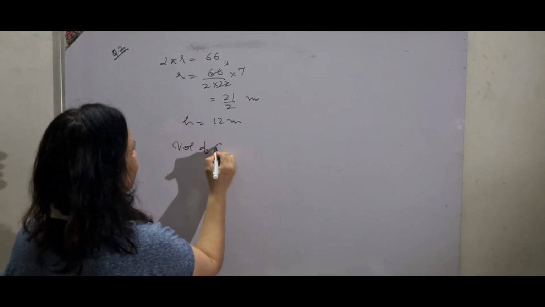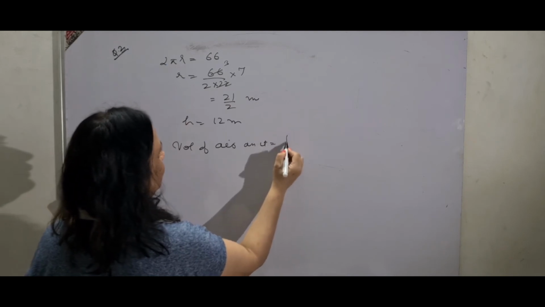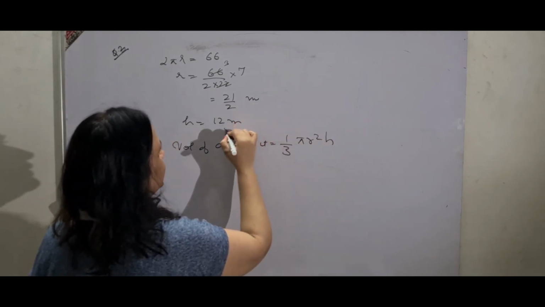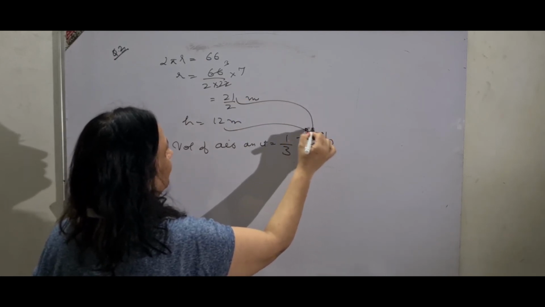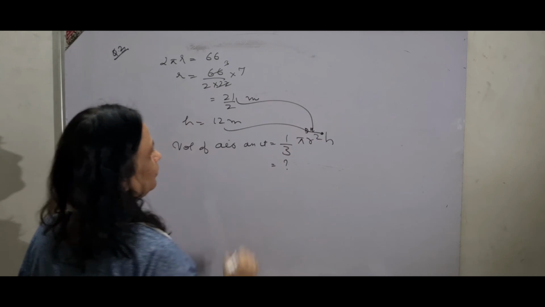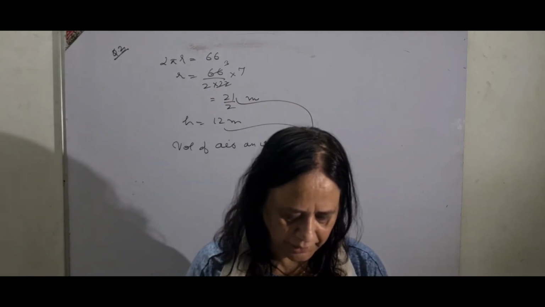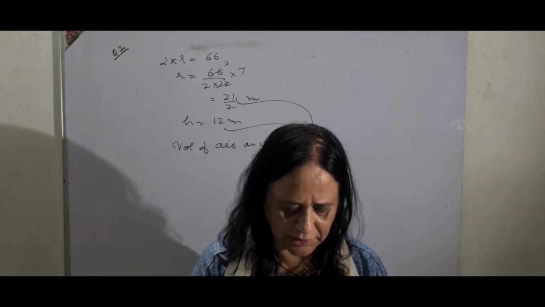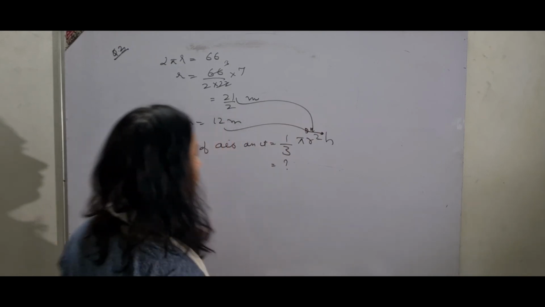Since it is in the form of a cone, the volume of air in it will be 1 by 3 pi r square h. h you have, r you have, so you can easily find the value. Pi is 22 upon 7. Please do the calculations, they matter. Then come to question number 4. The radius and height of a right circular cone are in the ratio 5:12. Question number 4.